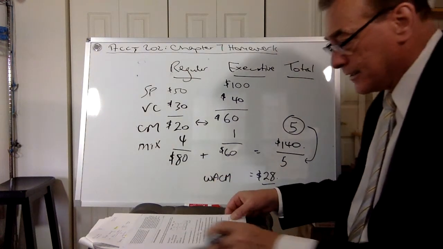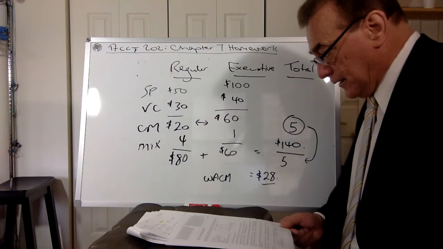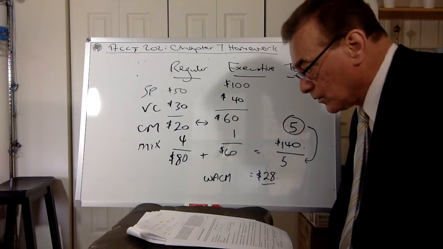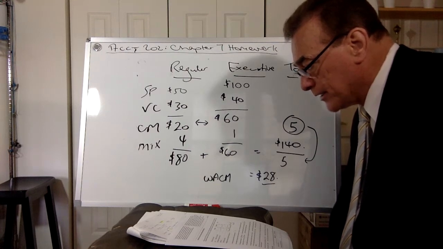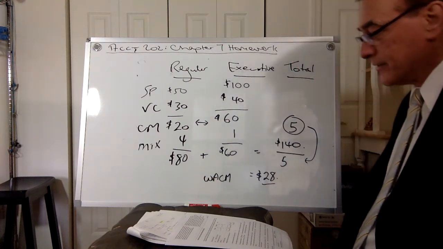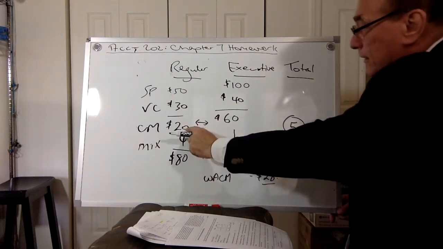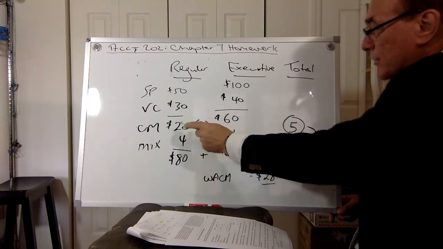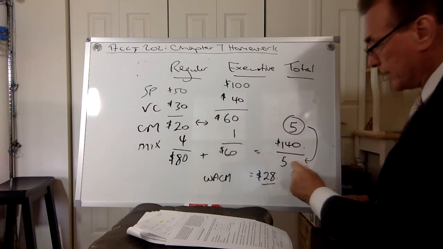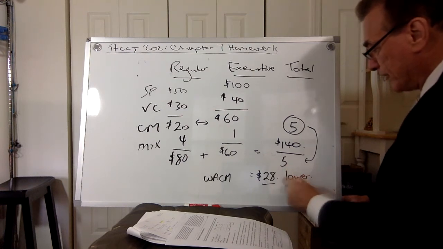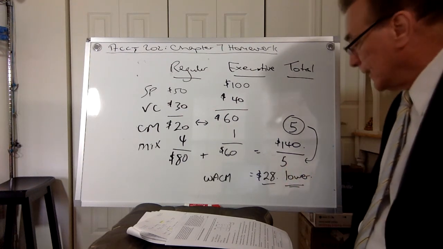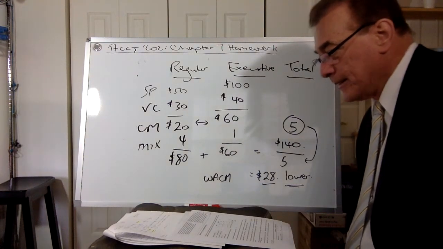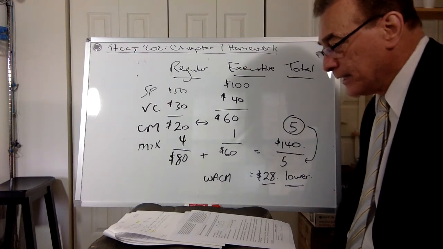Now the question then says, is it higher or lower than the simple average? The simple average is really just 20 plus 60, which is 80, divided by 2 is 40. So it's actually going to be lower. The weighted average contribution margin is lower than the simple average, which is $40. So My Accounting Lab asks you that.